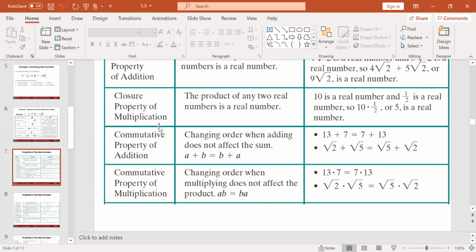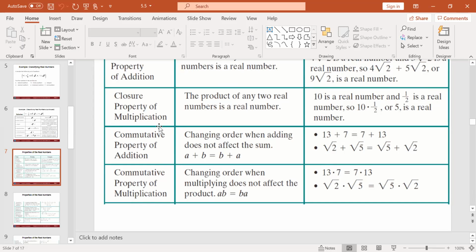The commutative property is for both addition and multiplication. It says that if I change the order of addition, it doesn't change the final result. You're still going to end up with the same thing at the end of the day. So a plus b is equal to b plus a. 13 plus 7 is the same as 7 plus 13. Same thing for multiplication. If I do 13 times 7, it's the same as 7 times 13. Doesn't matter which way you do it.